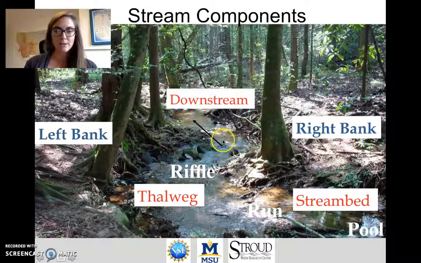We also have some important geomorphic units here. The riffle, which I described previously as a relatively shallow, fast-moving area over rock or gravel substrate. A pool, which is a relatively deep area where the water is moving slowly. And a run is somewhere in between, an intermediate depth and an intermediate water velocity. The stream bed, of course, is the area over which the water is flowing, and the thalweg is the area of the stream channel where the water is the deepest. So it follows the course of the river channel where the water will be the deepest.